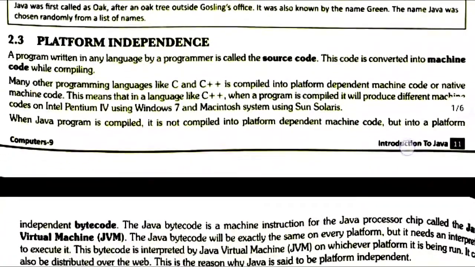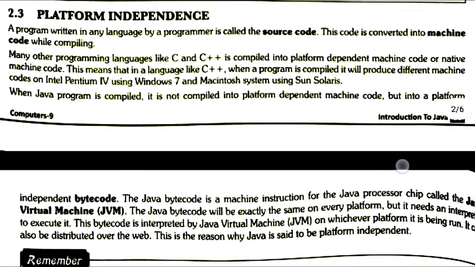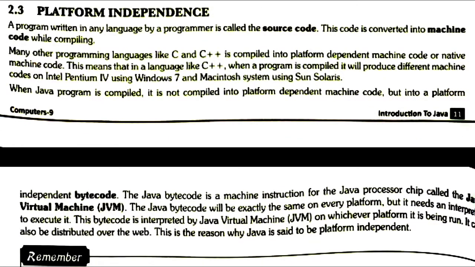Then we have the next topic, platform independence. This is a major topic and a major importance of the Java language: it is platform independent. It means whatever program is made with the help of Java can execute on all platforms, on all machines. You need not build different programs for different machines. You need to build only one program, and it can execute on all types of machines. This is called platform independent.